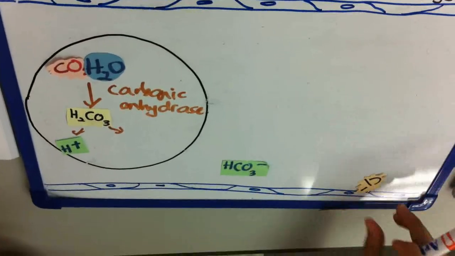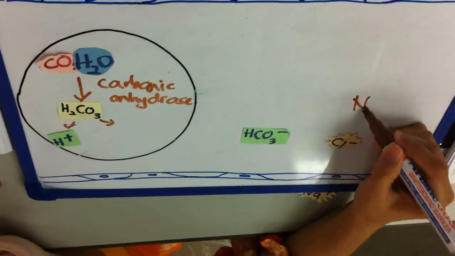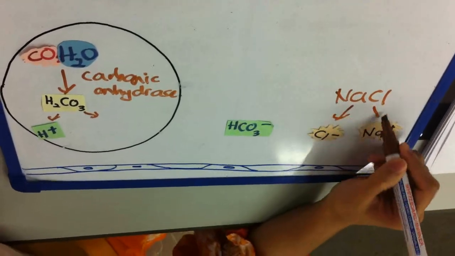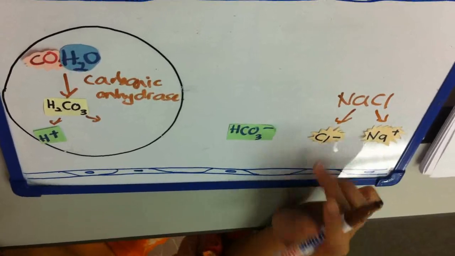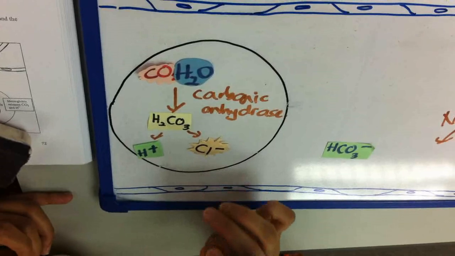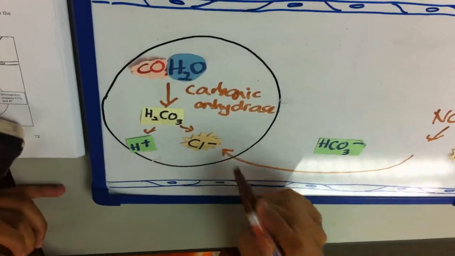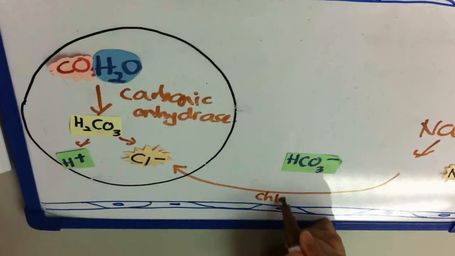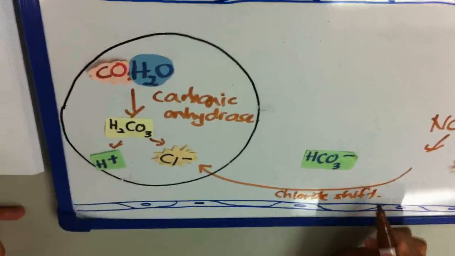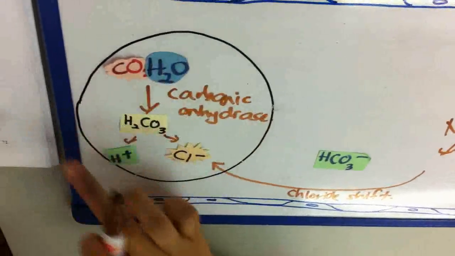The Cl minus here. But where does this Cl minus come from? It comes from sodium chloride in our bloodstream. So this sodium chloride will dissociate to become sodium ion and also chloride ion. This chloride ion will shift into the red blood cell to neutralize the electrochemical charge. This shift of the chloride ion is called chloride shift. This is very important to neutralize the electrochemical charge inside the red blood cell.